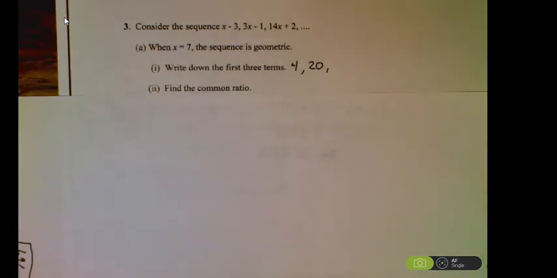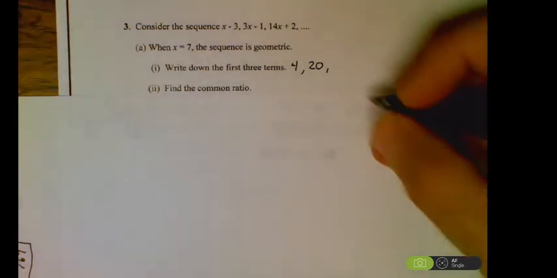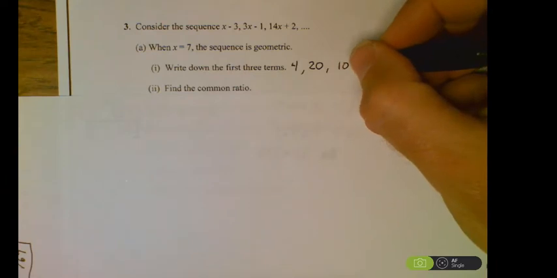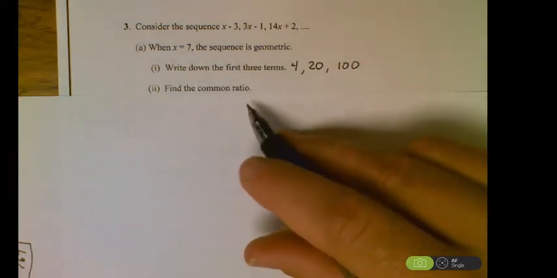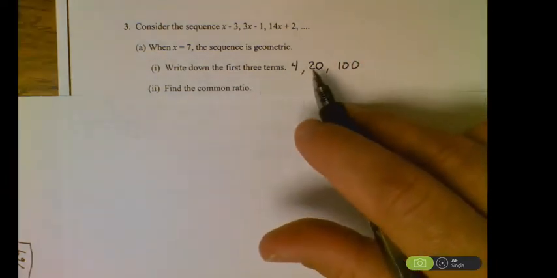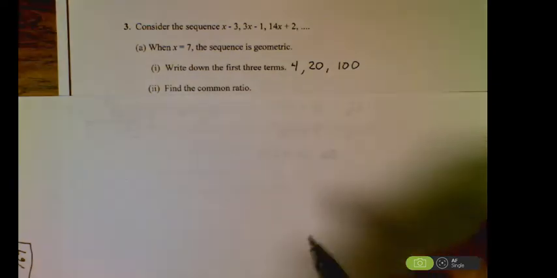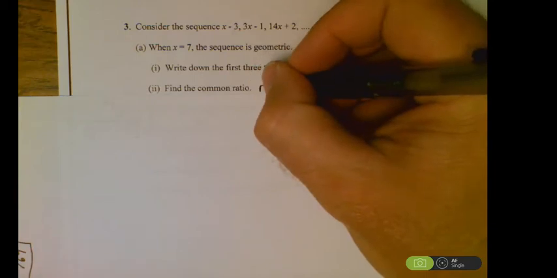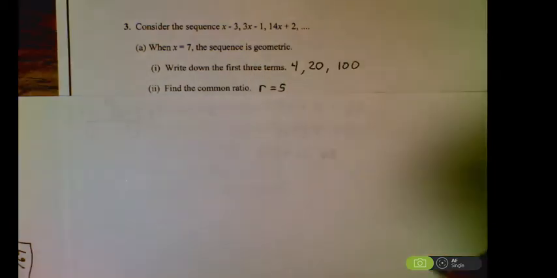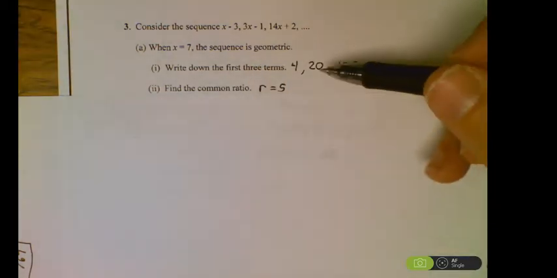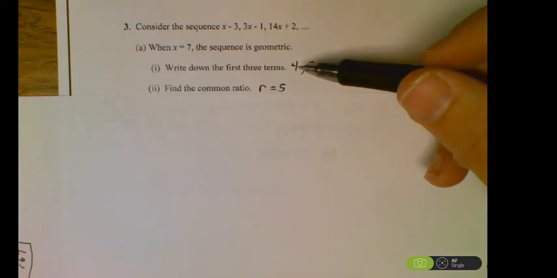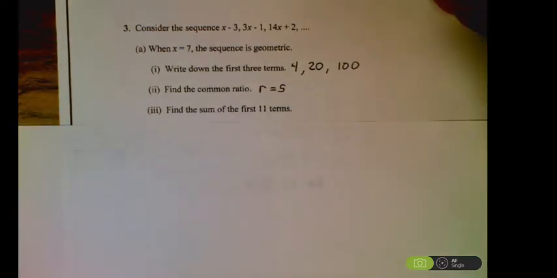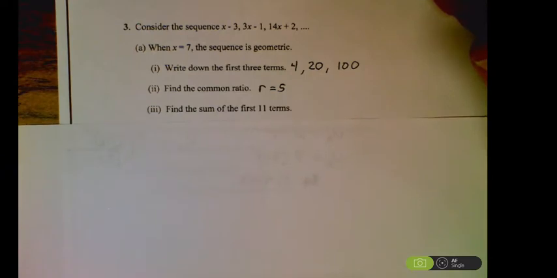And plug in a 7 right there is 100. So now they're saying find the common ratio. So you can see we are multiplying by 5 every time to get the next term, since they're calling it geometric. So we got our common ratio. Remember, if you're ever not sure, you can take any term and divide it by the previous term to get a common ratio. So find the sum of the first 11 terms.